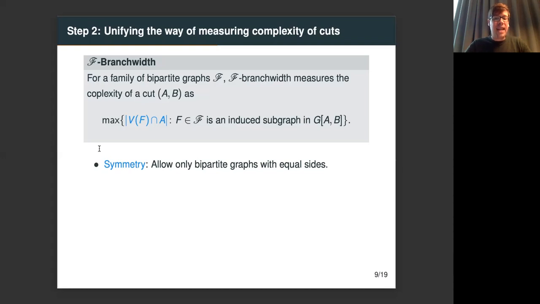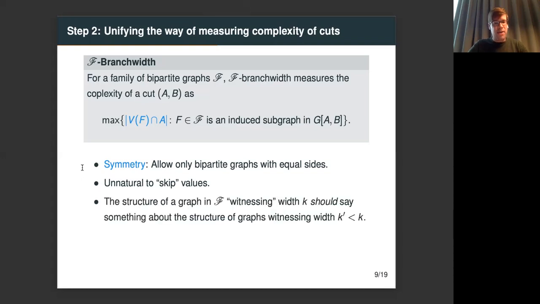Another thing that you might think of is that it's quite unnatural to skip width values, right? So if you have some family of bipartite graphs where you can obtain width 2, 3, and 5, say, but you cannot obtain width 4, then this doesn't really make sense if you think about what a width measure is actually supposed to do. So ideally, you should have at least one graph that witnesses that your width is k, for any k.